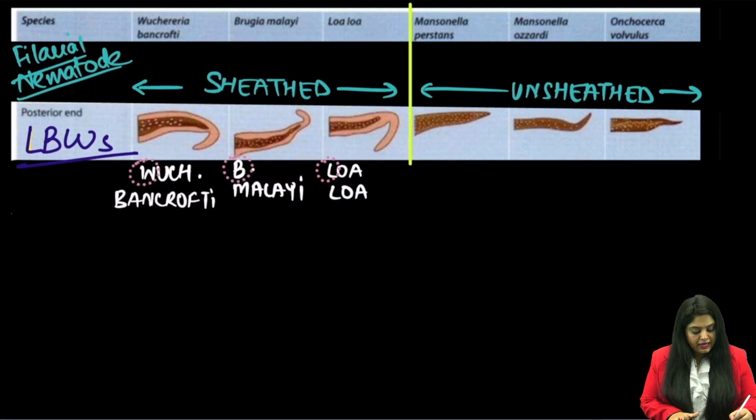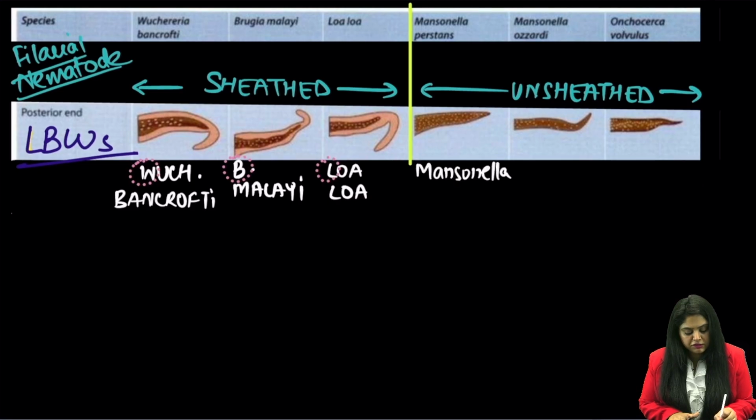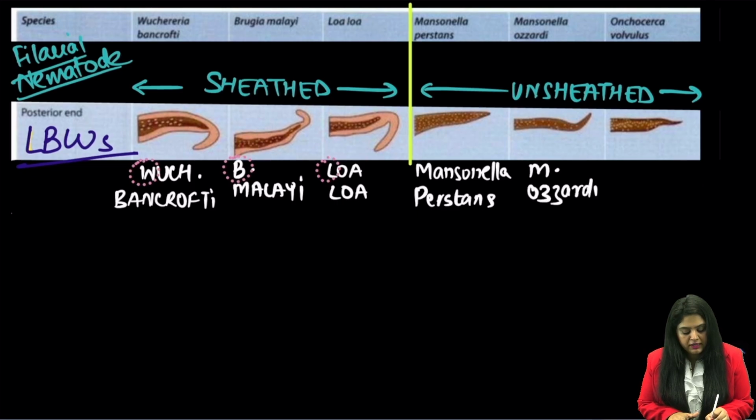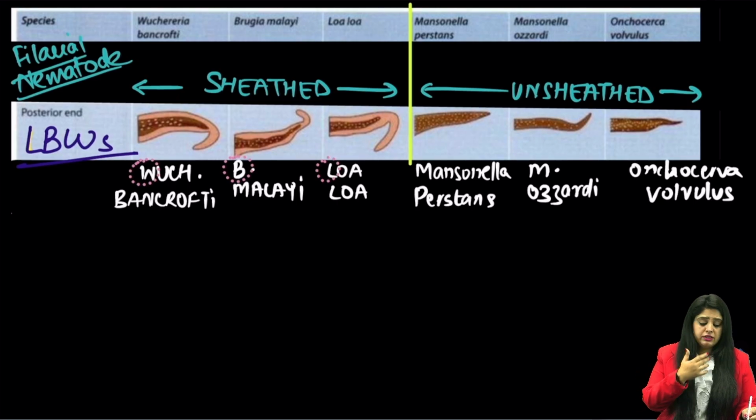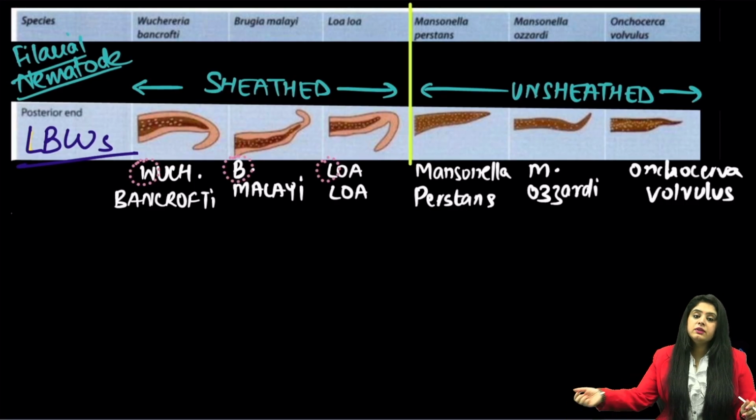They are sheathed. And after this, whatever may be written, they will write something like Mansonella perstans. Now after that it becomes useless. Whatever they write, Mansonella perstans, Mansonella ozzardi, and Onchocerca volvulus, these are already going to be the unsheathed. So is sheathing clear? Sheathing is LBWs. Now the next question that you'll get is on the nucleus.